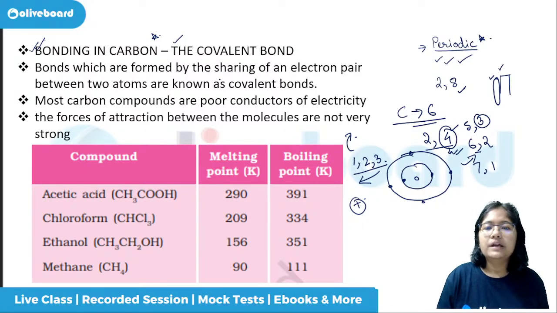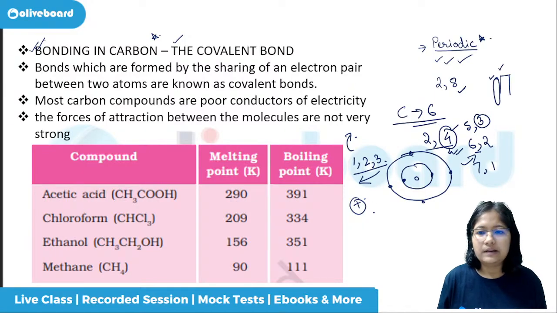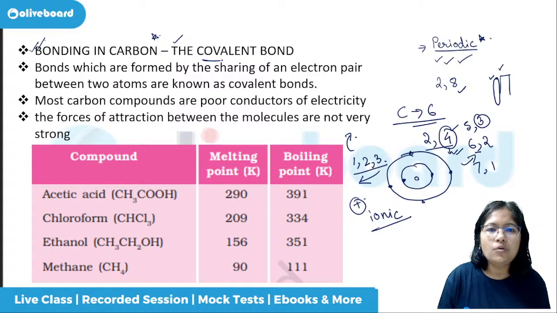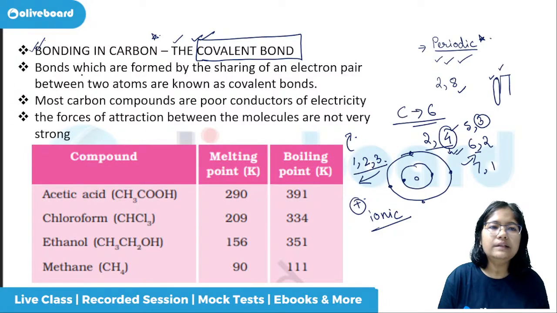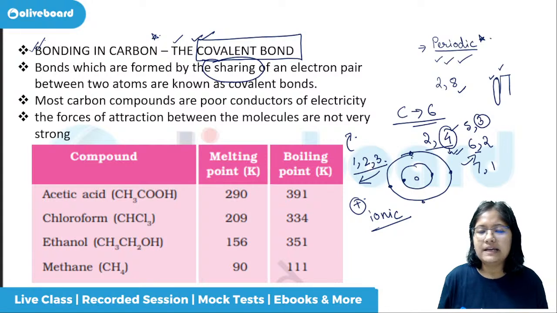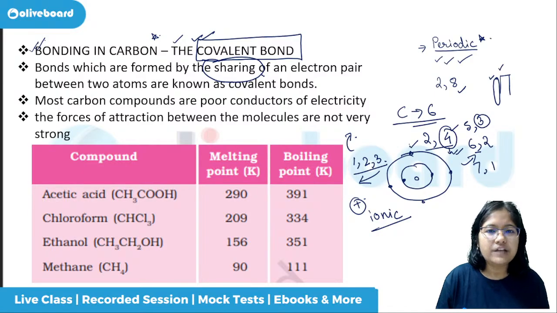It will not form ionic bonds. It will form the covalent bond. Now what is this covalent bond? These are the bonds which are formed by sharing of electron pairs. Since carbon is stuck in between, it will decide, okay, let us do the sharing. So carbon will share the electron pair and form the covalent bond.